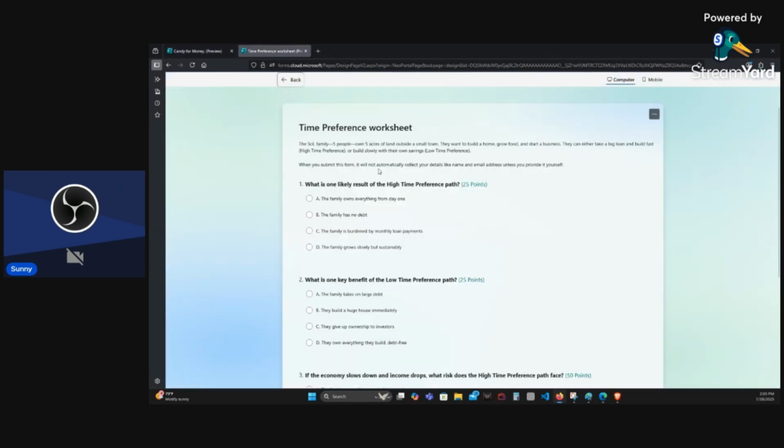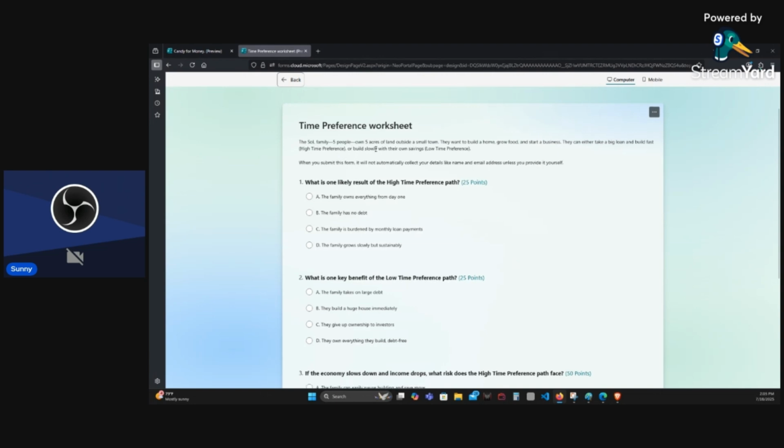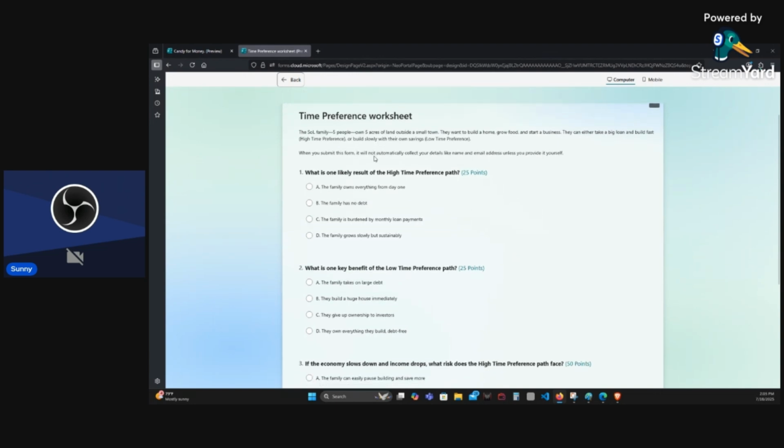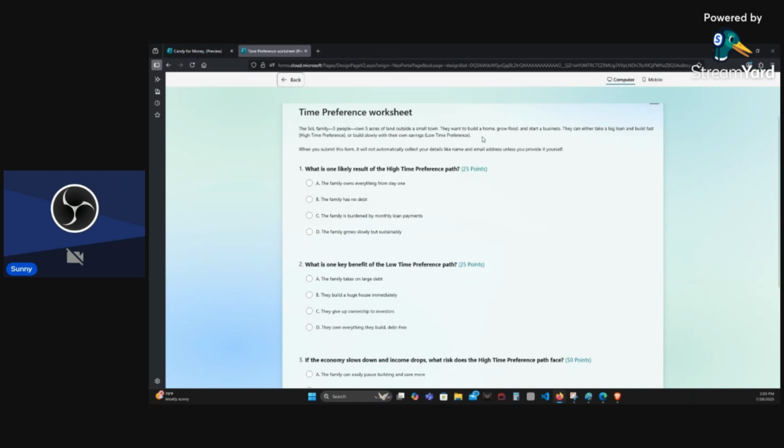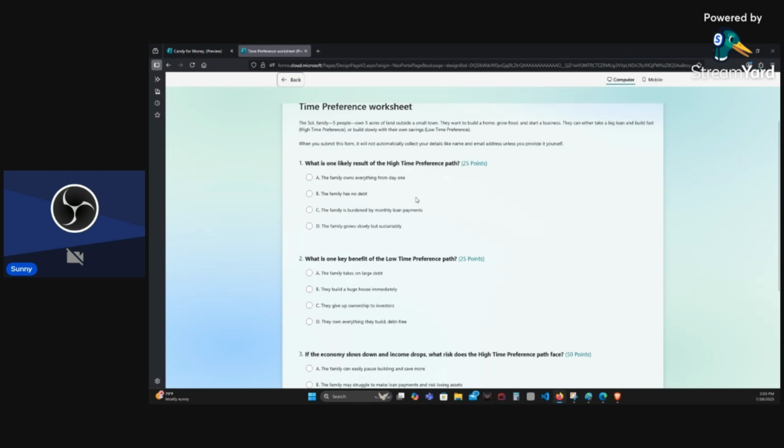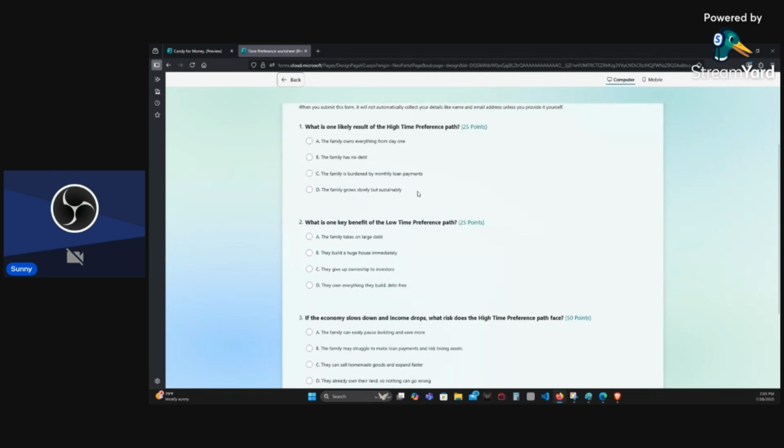Okay, time preference worksheet. The Stowe family of 5 people owns 5 acres of land outside of a small town. They want to build a home, grow food, and start a business. They can either take a big loan and build fast, high time preference, or build slowly with their own savings, low time preference. Okay, question one. What is one likely result of the high time preference path?